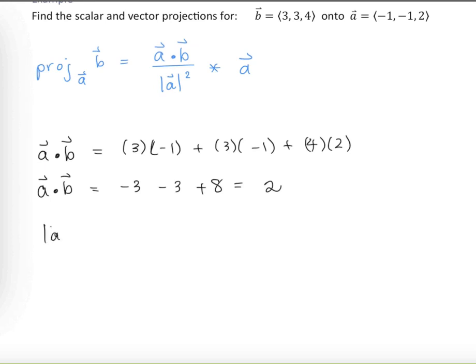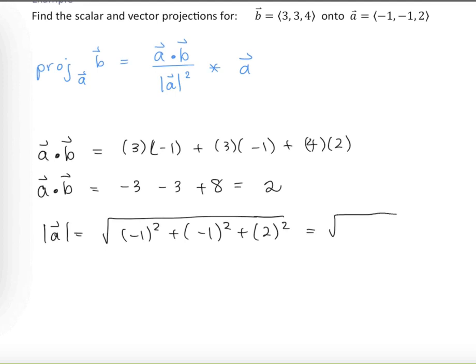Then we need to find the magnitude of A, and we'll say the magnitude of A is going to be given by the square root of -1 quantity squared. We're squaring the components and adding them together to get the magnitude, and then find out what this number is. So we're going to have 1 plus 1 plus 4, which is the square root of 6. So now we'll take this 2 and the square root of 6 and pop it up into that projection vector formula.